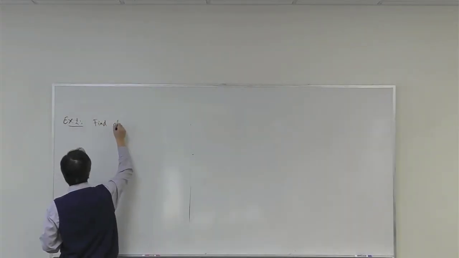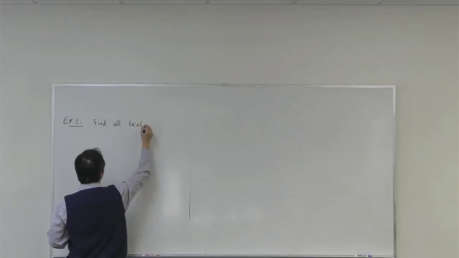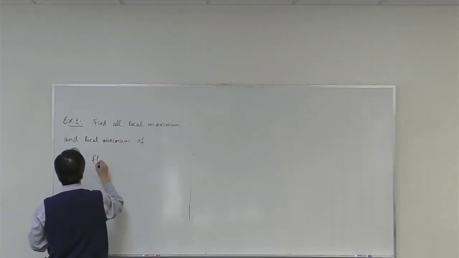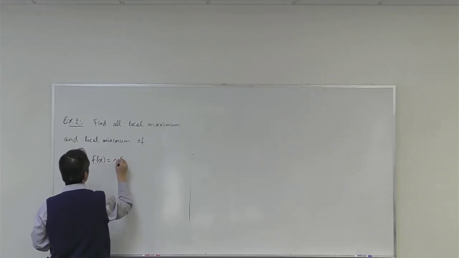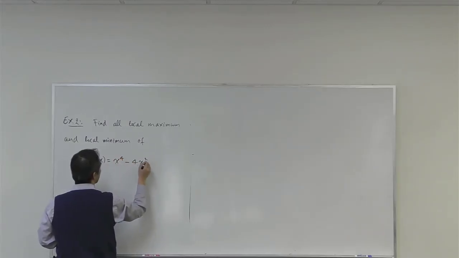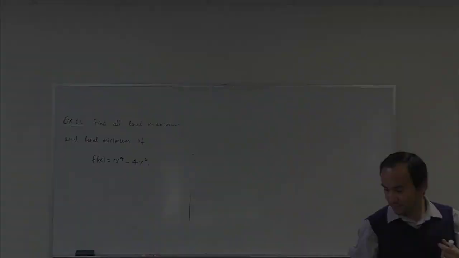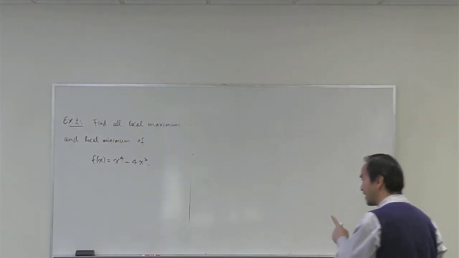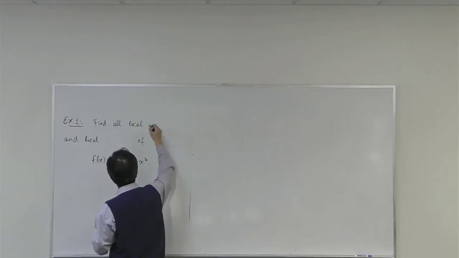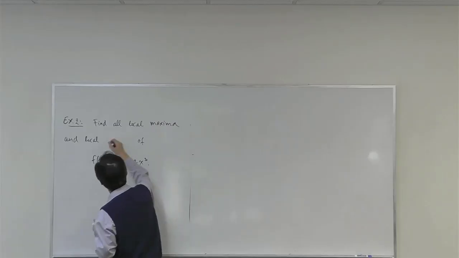You want to find all local maxima, right? f of x equals x to the 4th minus 4x cubed. And as a matter of fact, let me correct my wording a little bit. These things should read precisely local maxima and local minima.